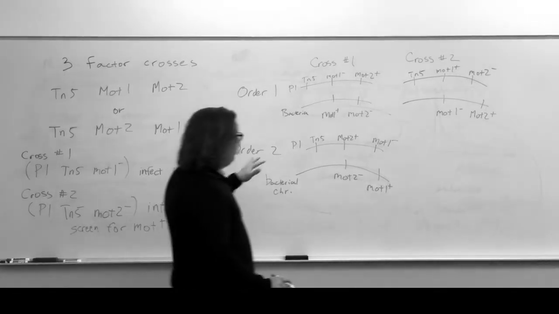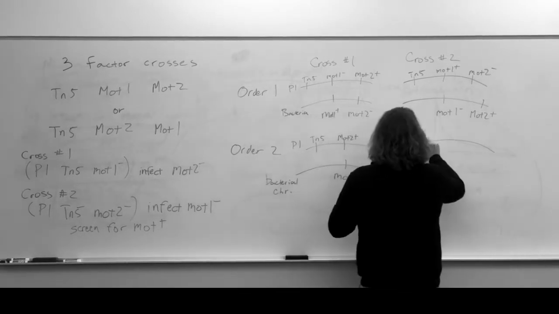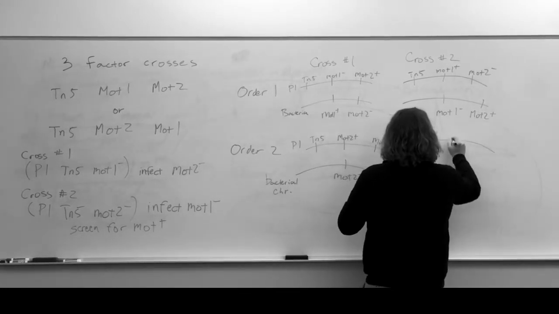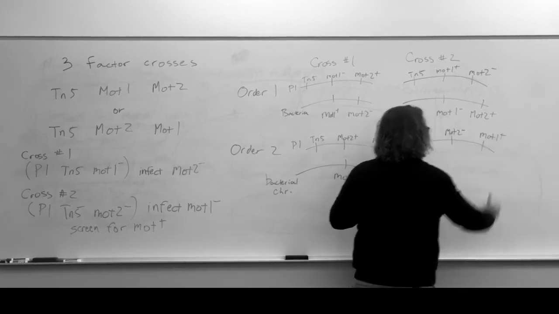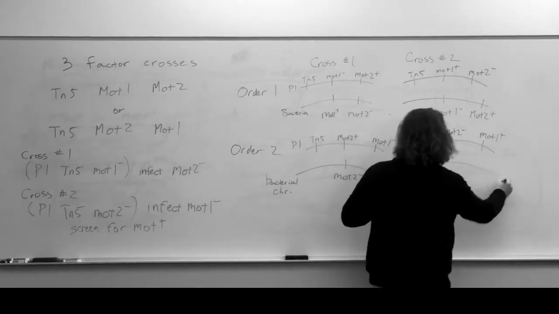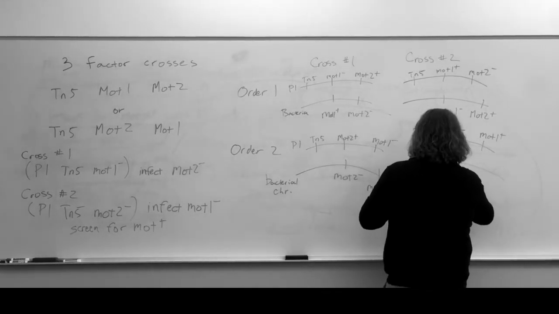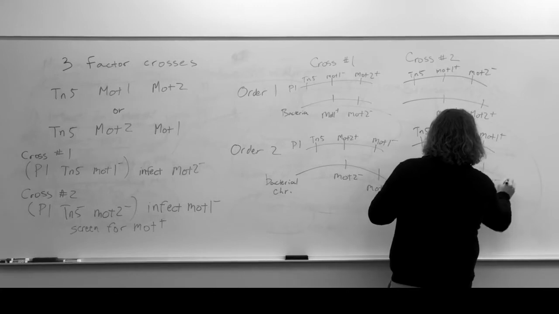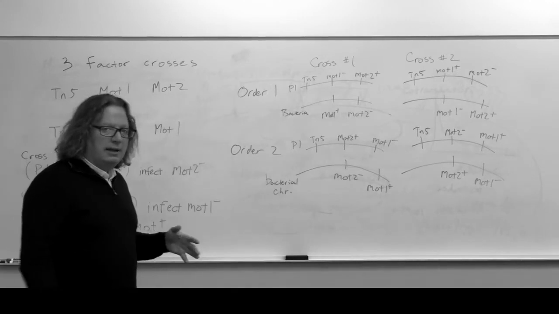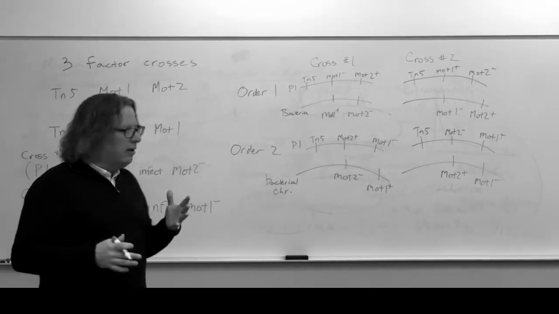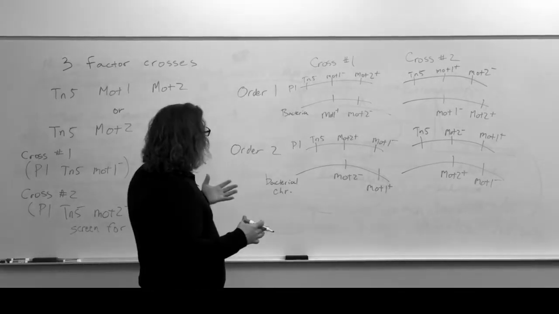The second cross, with the same order, we're bringing mot 2 minus in. So we have Tn5 mot 2 minus mot 1 plus. And we're bringing it into a bacteria that is mot 2 plus, mot 1 minus. So here we're going to think about recombination events and how basically easy or difficult they are to actually yield a mot plus outcome. All right, so look at this strain here.